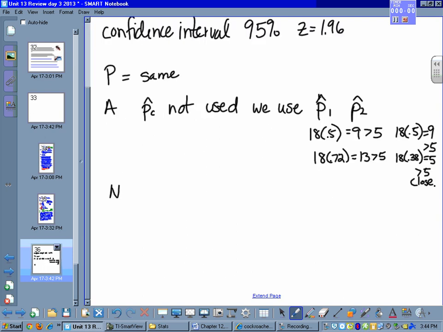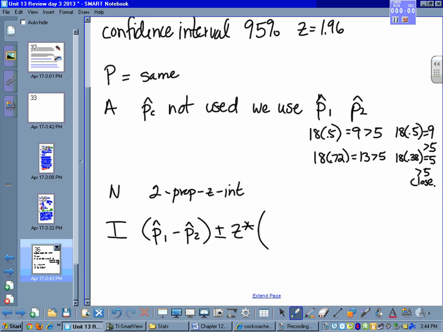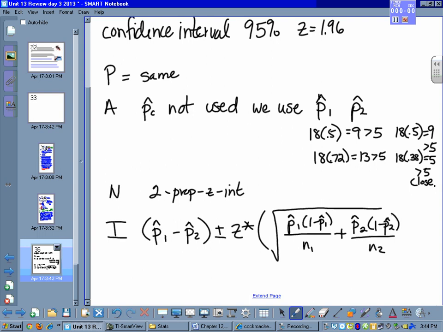For the N, we're going to use a 2 proportion Z interval. And this is the part that I wanted you to show. And the formula for this is Z star times the square root of P hat 1 times 1 minus P hat 1 over N sub 1, plus P hat 2 times 1 minus P hat 2 over N sub 2.